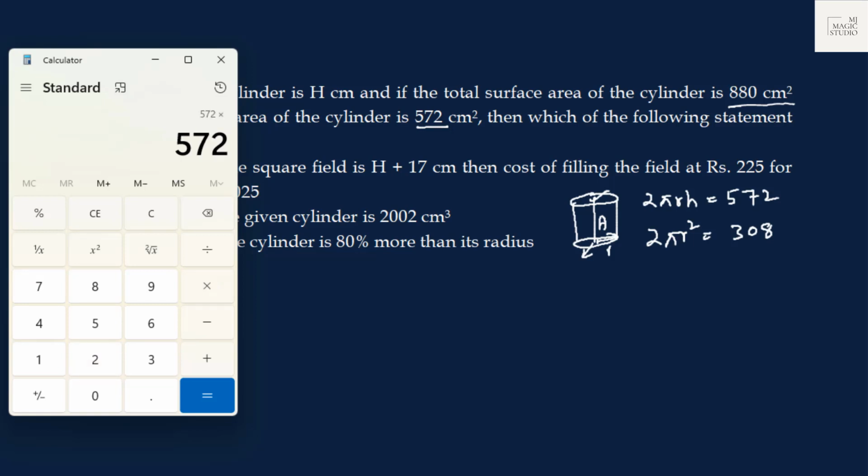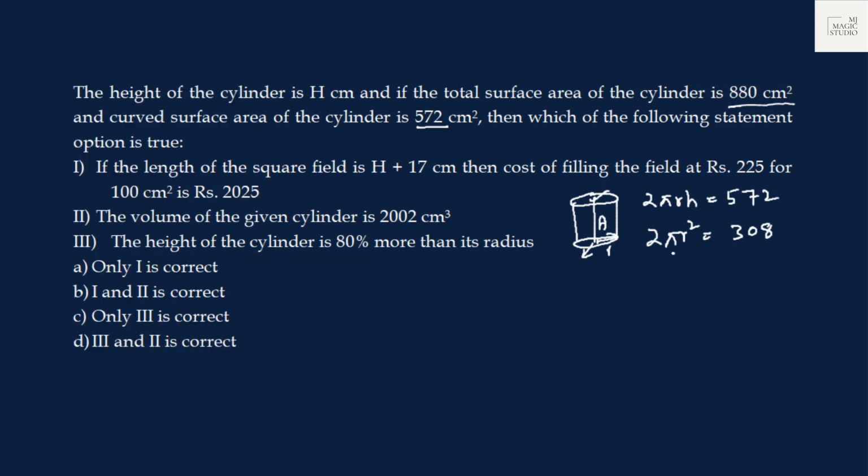572 into 7 divided by 44 divided by 7, H is equal to 13. I have used this equation first, where we have got R is 7. And I put R equals to 7 in the first one, from where we have got H is equal to 13. Now statement 1 says, length of a square field is H plus 17, that is 30 centimeter.